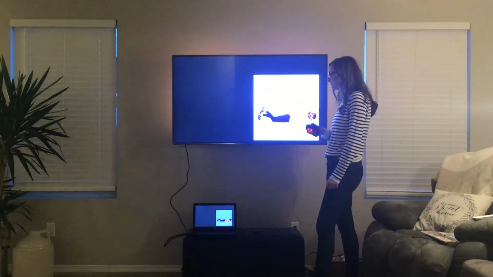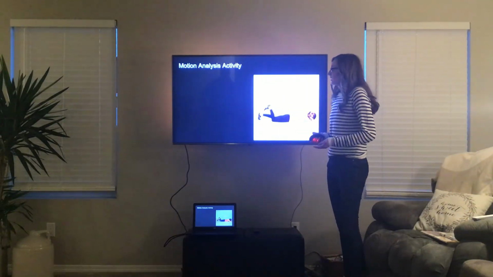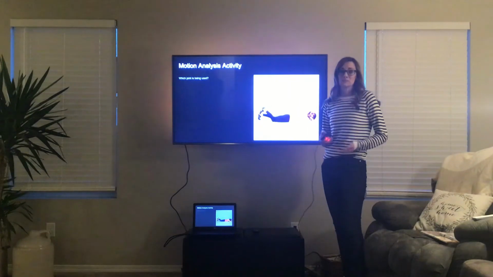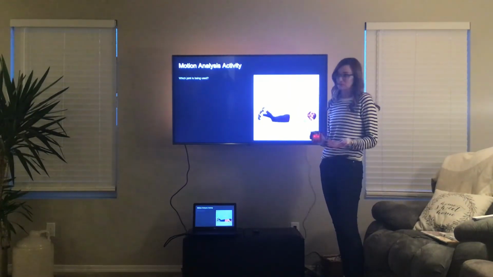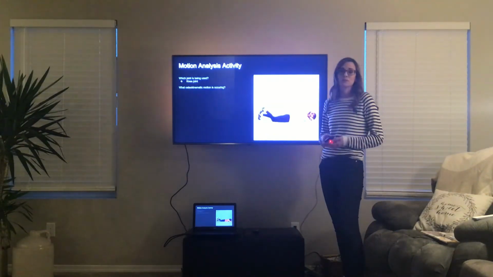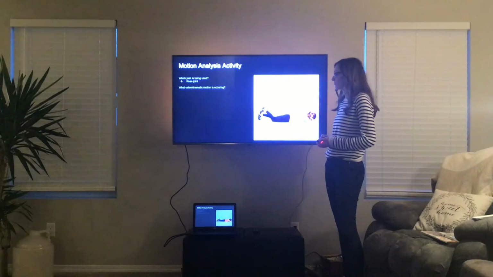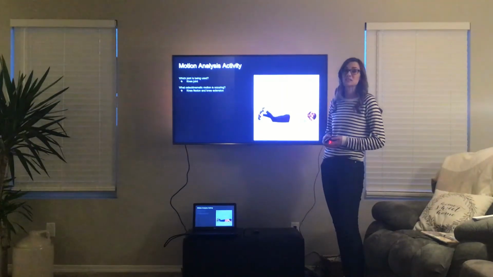Okay, so we're going to do a little bit of motion analysis of what is happening in this picture. What joint is being used? You can see that it is her knee joint that is moving, so it's her knee. Good job. What osteokinematic motion is occurring? Think about what is happening right now. What motion is she doing? She's performing knee flexion and knee extension.